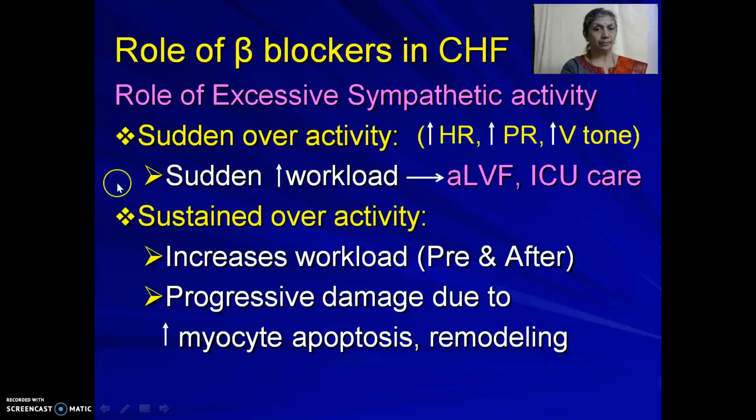Sustained sympathetic overactivity can create problems by sustained increase in workload, both preload, afterload, and tachycardia, and progressive damage to the myocardium by increasing the rate of apoptosis of cardiomyocytes. What is apoptosis? The programmed cell death. So sustained sympathetic overactivity can increase the rate of death of cardiac muscle cells. This is going to make the heart even weaker and results in progression of the disease.